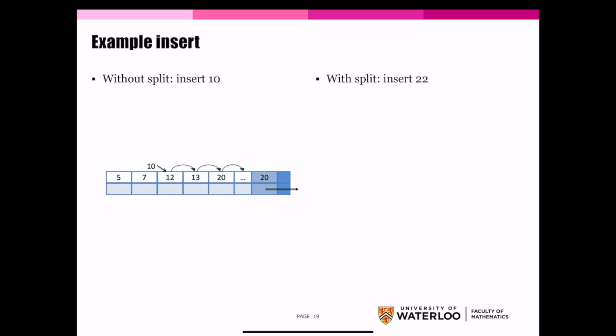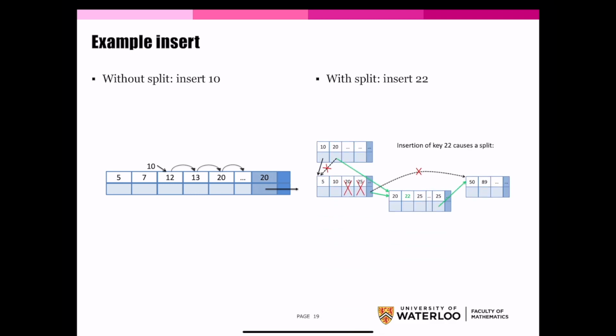With split, we insert 22. Keys 20 and 25 are moved to the new chunk. The original chunk's next pointer and the down pointer associated with the key 20 in level i plus 1 are redirected to the new chunk.